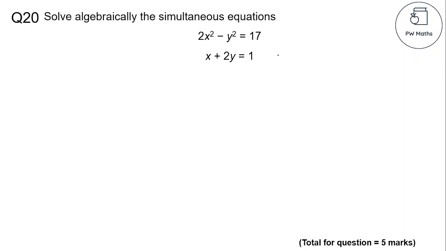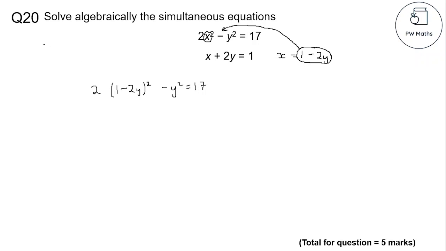Clearly it's the second equation we want to get x on its own for. X is 1 minus the 2y as we move it over. I like to circle the 2y, 1 minus 2y, and I like to circle the x in the first one, and we'll replace x with 1 minus 2y. So we've got two lots of, instead of x I'll write 1 minus 2y, it says that's squared, minus y squared equals 17. Of course this should be in brackets.